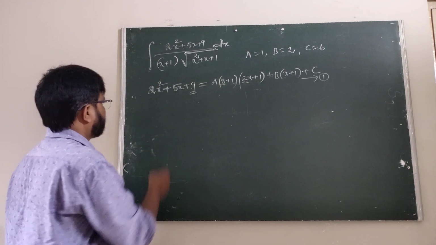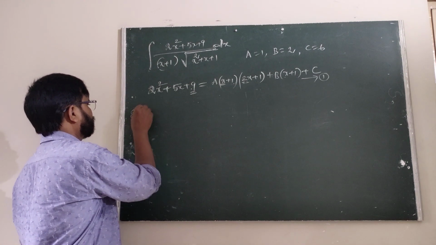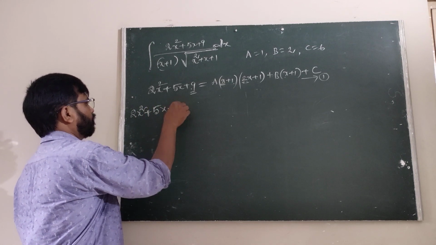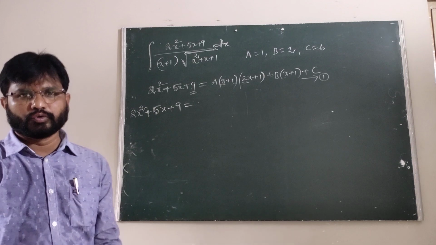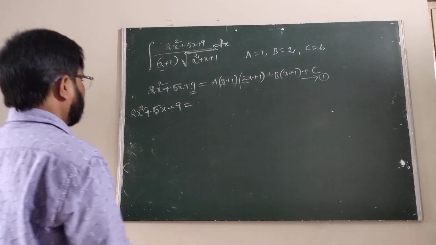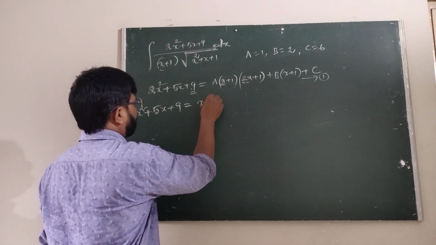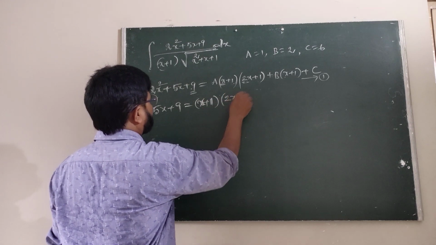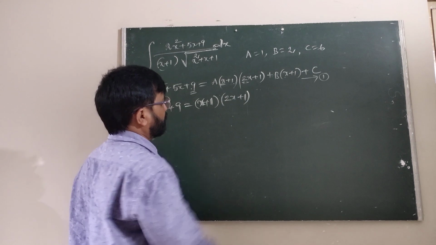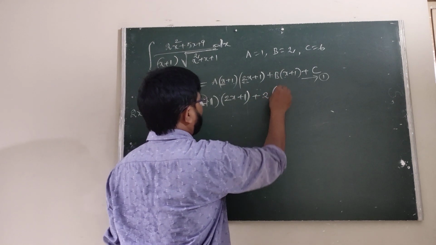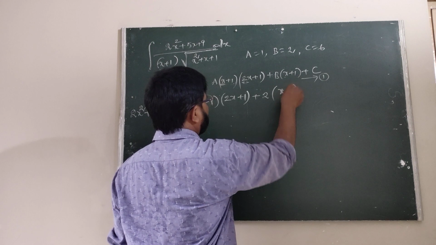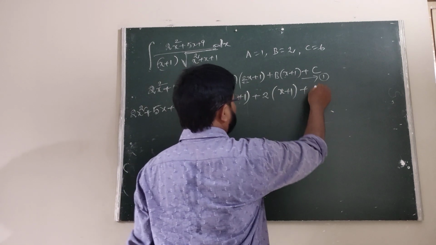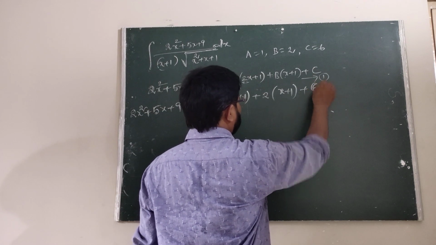Therefore we are getting 2x square plus 5x plus 9, that equals, the value of a is the 1, then it will be x plus 1 into 2x plus 1. Therefore the value of b is the 2 into x plus 1. Therefore c is the 6.